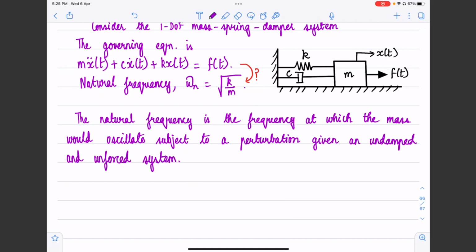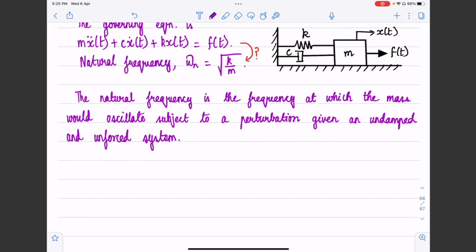So let's say we remove damping, right? And then we essentially remove the external force F of t. We just displace the mass m from its initial state by a small amount and then leave it. So it will keep on oscillating, right? That's what is called simple harmonic motion, right? So essentially it will keep on oscillating forever, and that frequency is what is called the natural frequency. Okay, so that's how it is defined.